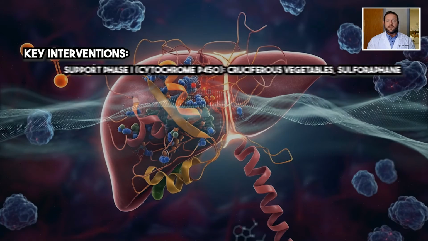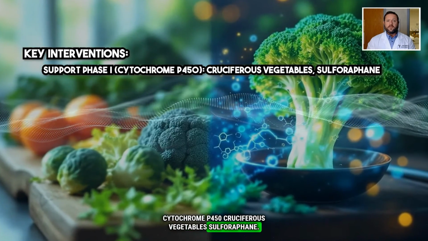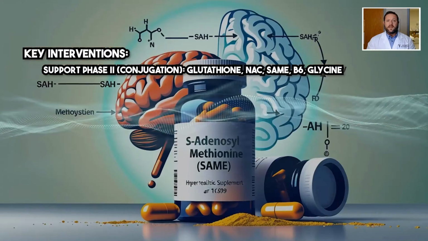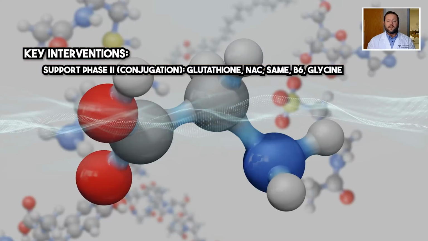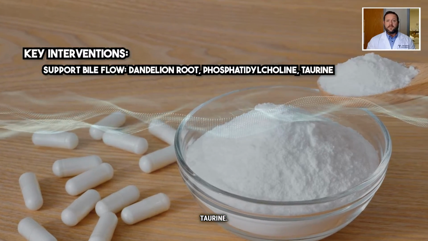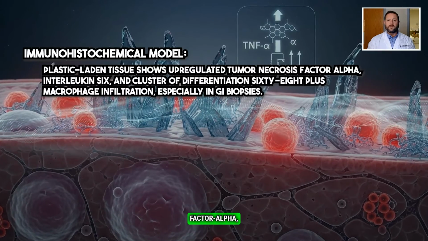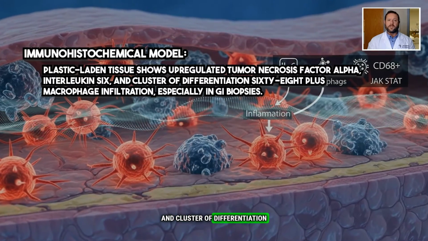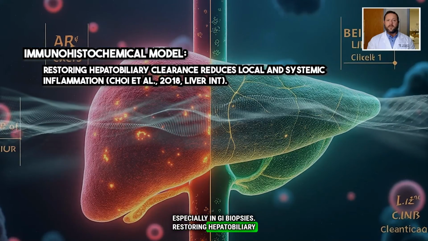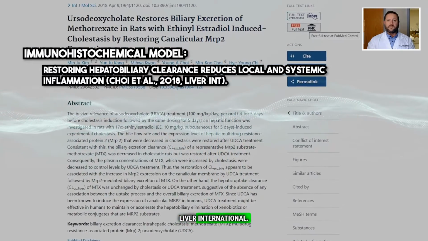Key interventions. Support Phase 1, cytochrome P450, with cruciferous vegetable sulforaphane. Support Phase 2, conjugation: glutathione, N-acetylcysteine, S-adenosylmethionine, vitamin B6, glycine. Support bile flow: dandelion root, phosphatidylcholine, taurine. Immunohistochemical model: plastic-laden tissue shows upregulated tumor necrosis factor alpha, interleukin-6, and cluster of differentiation 68 plus macrophage infiltration, especially in GI biopsies. Restoring hepatobiliary clearance reduces local and systemic inflammation, Choi et al., 2018, Liver International.